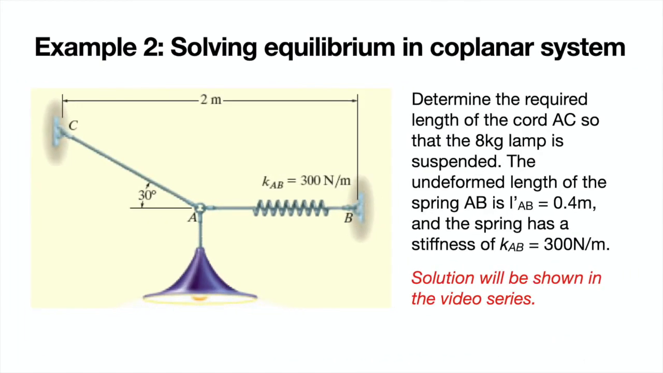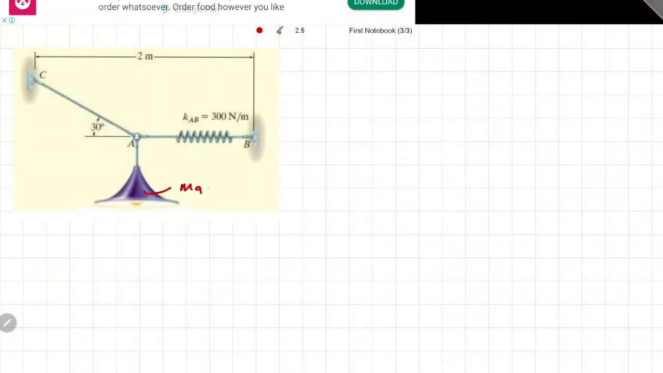In this example, given that the lamp of 8 kg is being held together by a spring and also a cord AC. So the question asks you to find what is the length of cord AC so that the lamp is suspended. Lamp is suspended means that the lamp is just hanging like that. It doesn't slide or it doesn't move. So, in other words, we want to know what is the length of the cord when the whole system is in equilibrium.